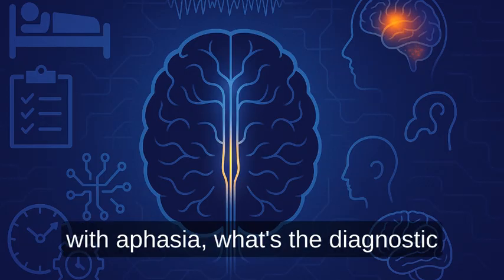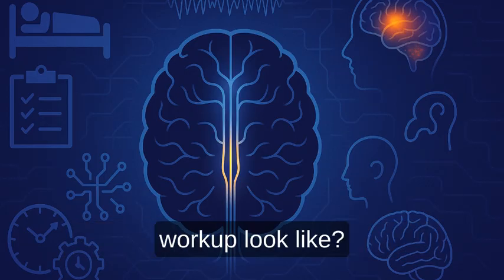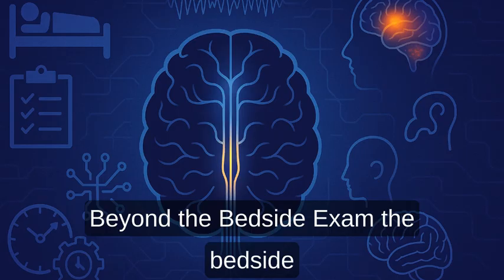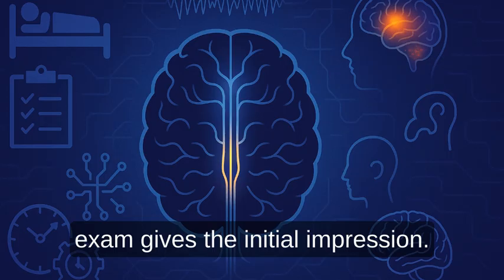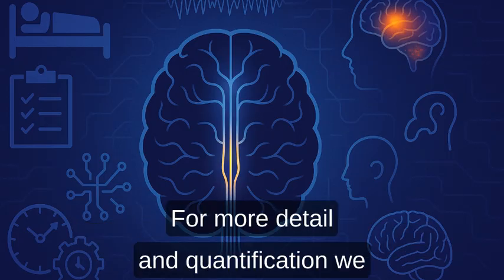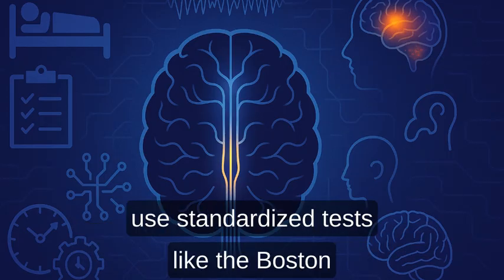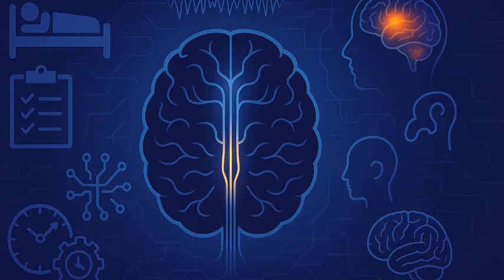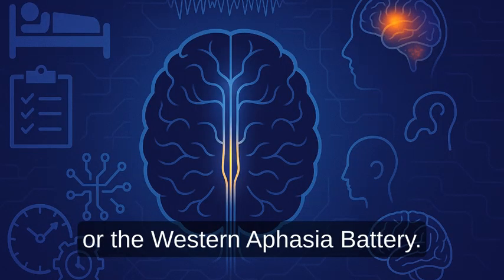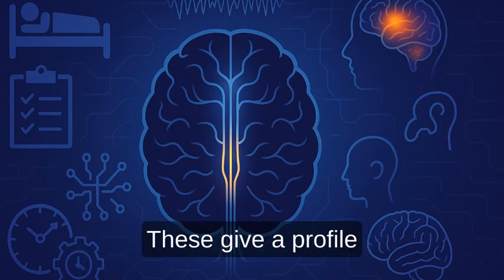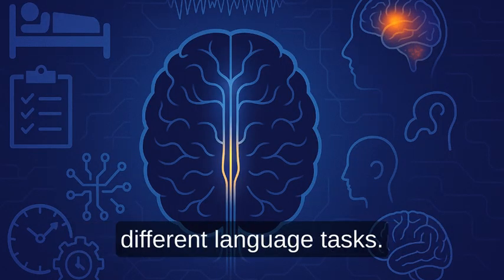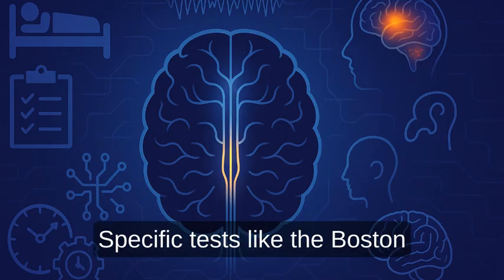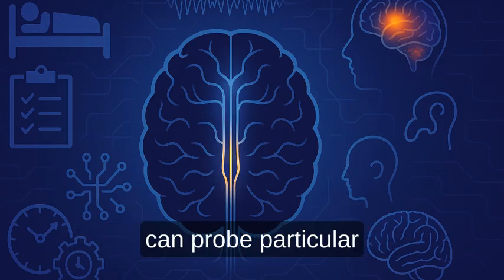So if someone presents with aphasia, what's the diagnostic workup look like beyond the bedside exam? The bedside exam gives the initial impression. For more detail and quantification, we use standardized tests like the Boston Diagnostic Aphasia Examination, BDAE, or the Western Aphasia Battery, WAB. These give a profile of strengths and weaknesses across different language tasks. Specific tests like the Boston Naming Test or Token Test can probe particular functions.